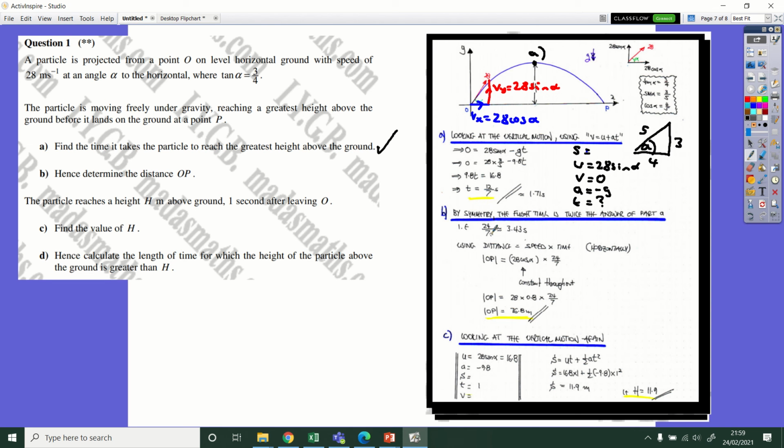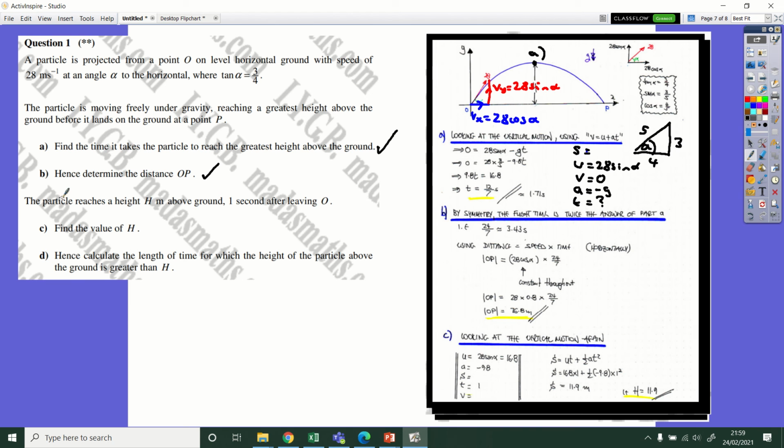That's 24/7. Then resolving to the right horizontally, we're using our nice, easy, constant velocity formula. Distance is speed times time. The distance is what we want. The speed is 28 cos alpha. The time is worked out there, 24/7. And then we work out 76.8 meters. And we're done.